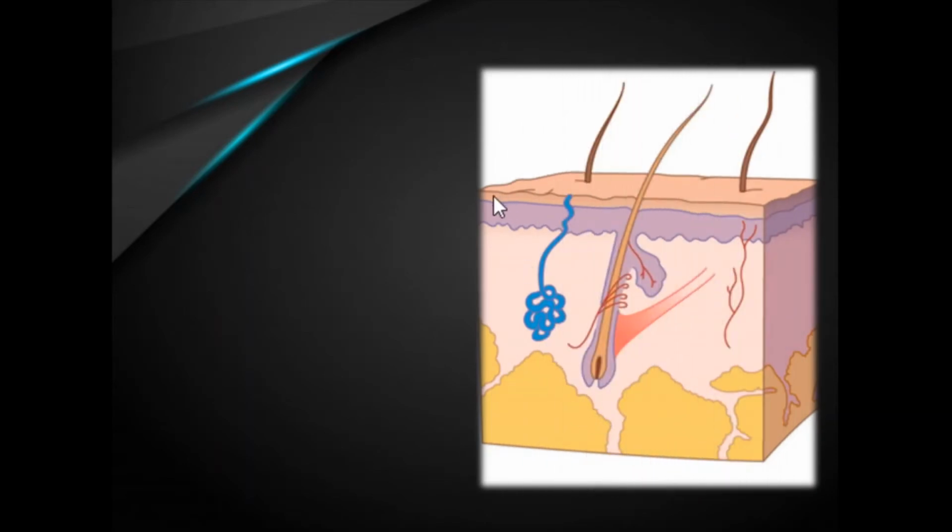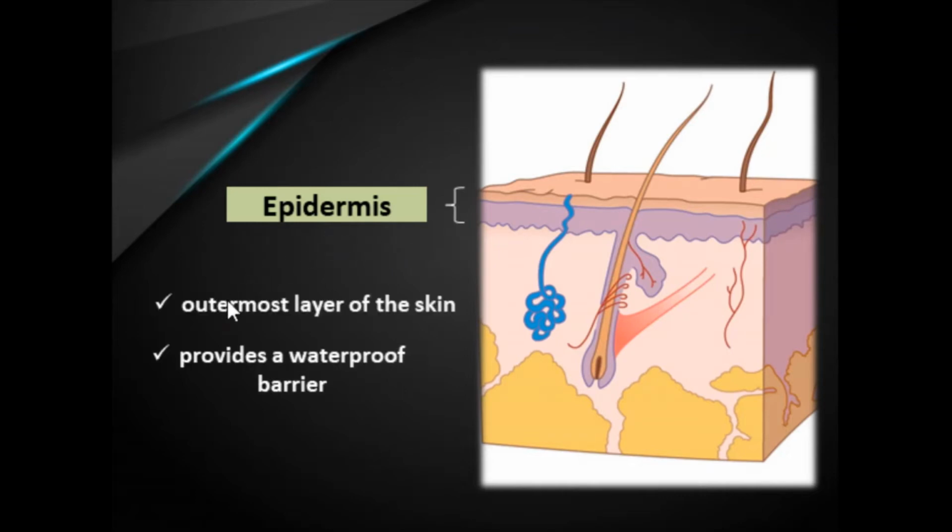Let's try to see. Part number 1. Can you see this orange part and the purple part? This is the first part of the skin called epidermis. Repeat after me, please. Epidermis. Good job. The epidermis part is the outermost layer of the skin.